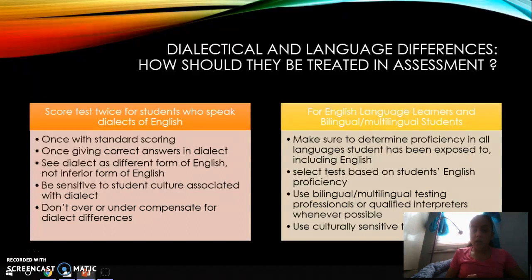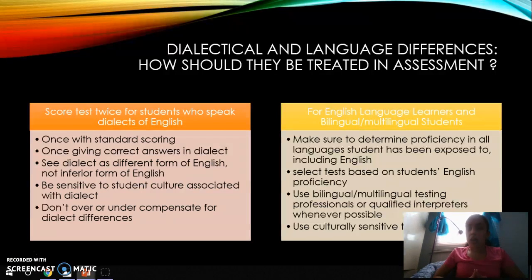So we shouldn't assume that the student will be fine just because they speak a dialect of English, and we shouldn't assume that they have a language disability just because they speak a dialect of English either. So there should be this middle ground where we need to be mindful of the language differences associated with different dialects of English.